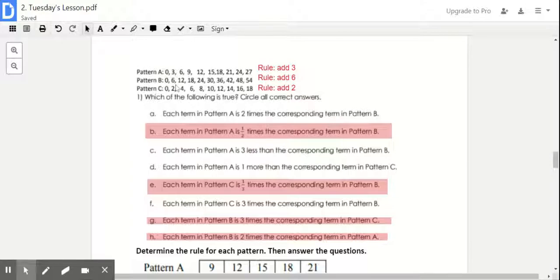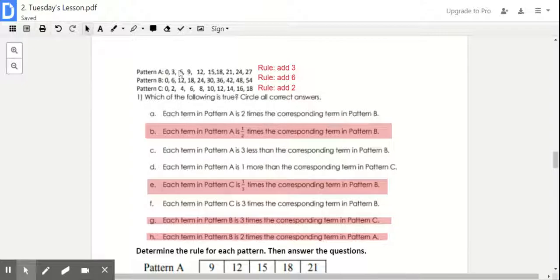So 3 is half of 6, 6 is half of 12, 9 half of 18, so on and so forth as we keep going down the rules. Okay, so let's go to C. So A, clearly we know why it's incorrect. B, we just got to why it's correct because the corresponding terms in pattern A are half of the terms in pattern B. C, each term in pattern A is less than the corresponding term in pattern B. What do you guys think? Again, incorrect because if we go down, we know 12 minus 3 is not 6.